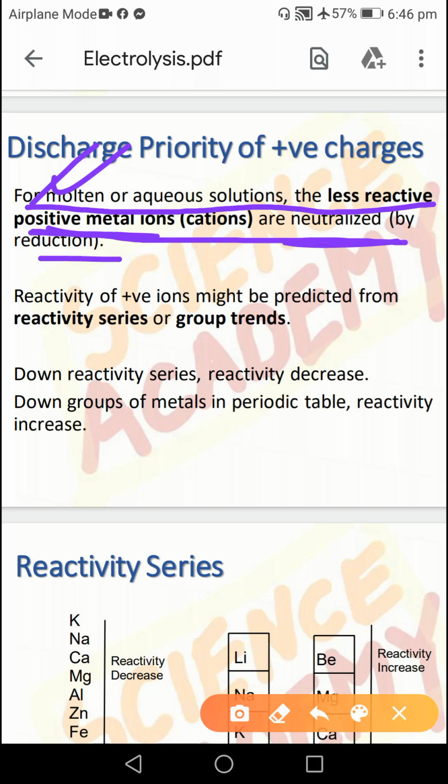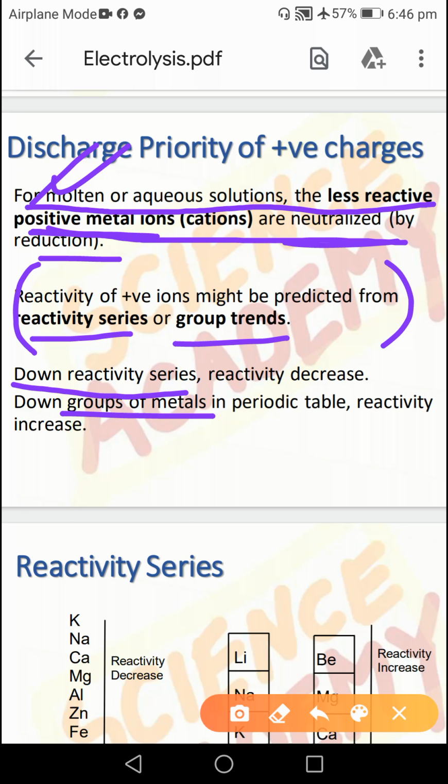And how will you then get to know the reactivity of the ions? You will get to know the reactivity of the ions from the reactivity series or the group trends, which we will look at shortly. So we have reactivity series and group trends. Down the reactivity series, the reactivity of metals decreases, and down the group of metals, the reactivity of metals increases.